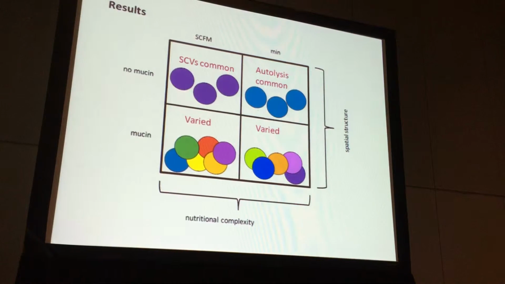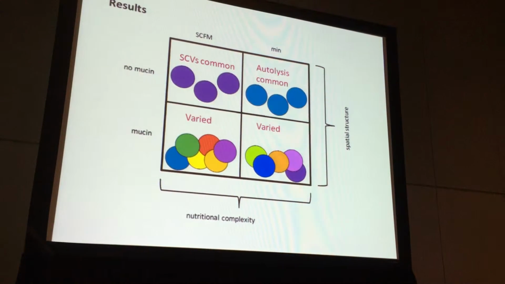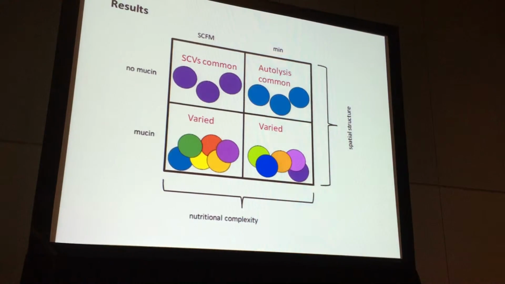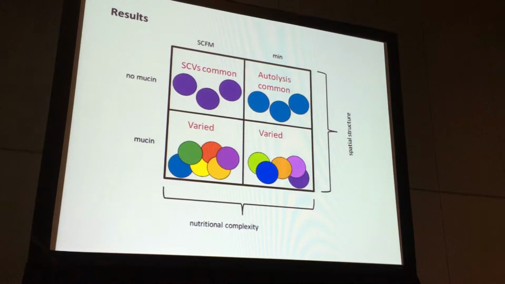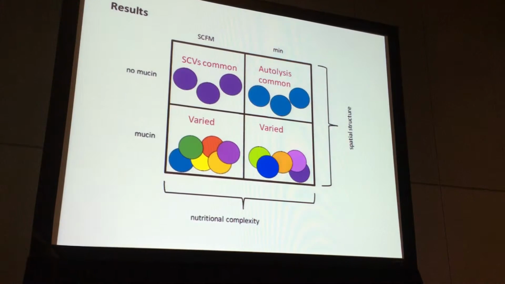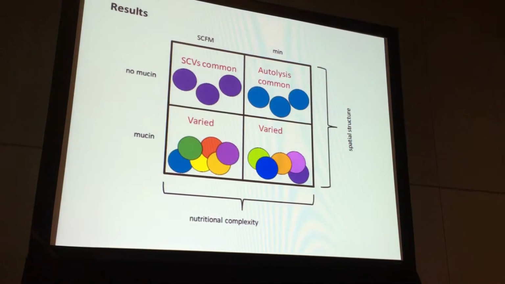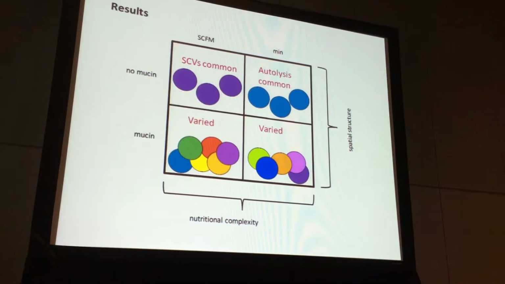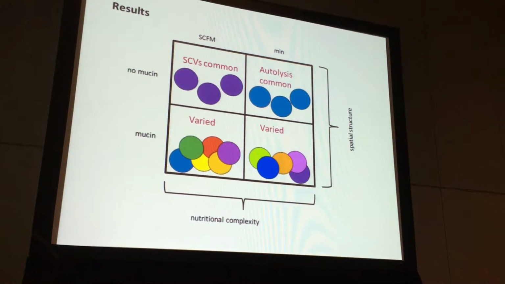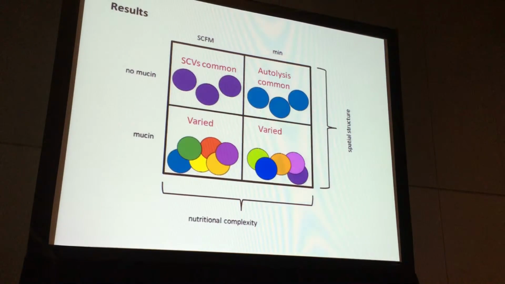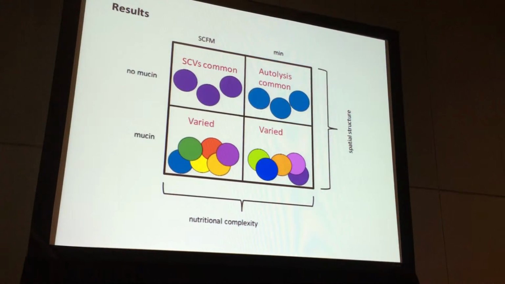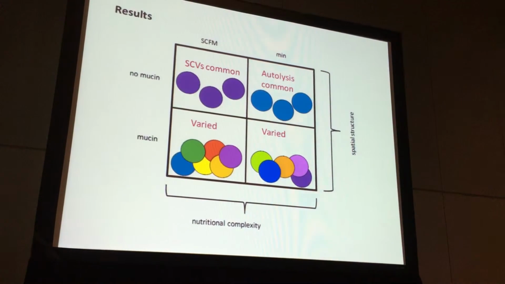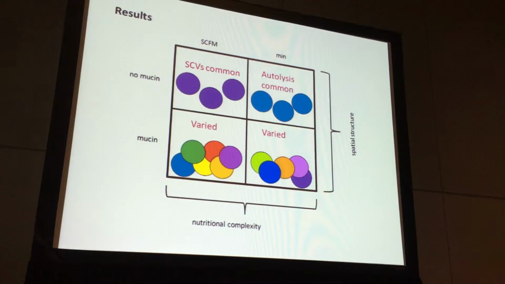so the 2 treatments without spatial structure, I noticed that very similar polymorphisms were present within those treatments. In the SCFM without mucin treatment, I would commonly see an ancestral-looking type with a small colony variant. In a large majority of the populations, this is what I saw. And in the minimal treatment without mucin, same thing, but a different polymorphism. I would see in a large majority of the populations a clear polymorphism between colonies that had autolysis and colonies that didn't.